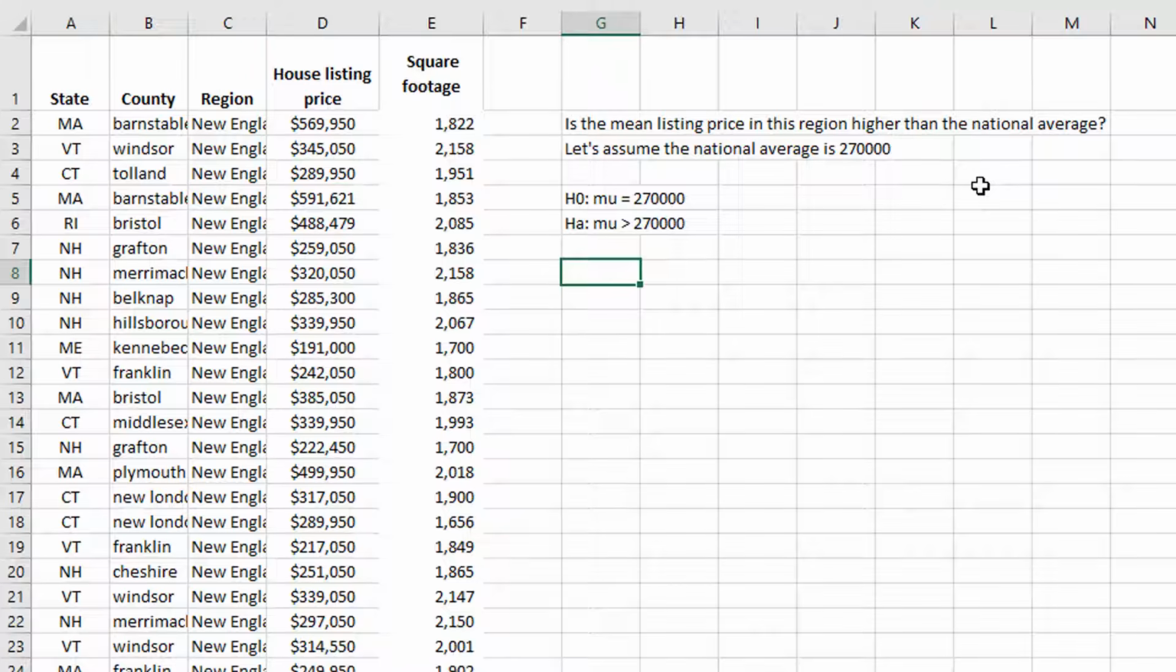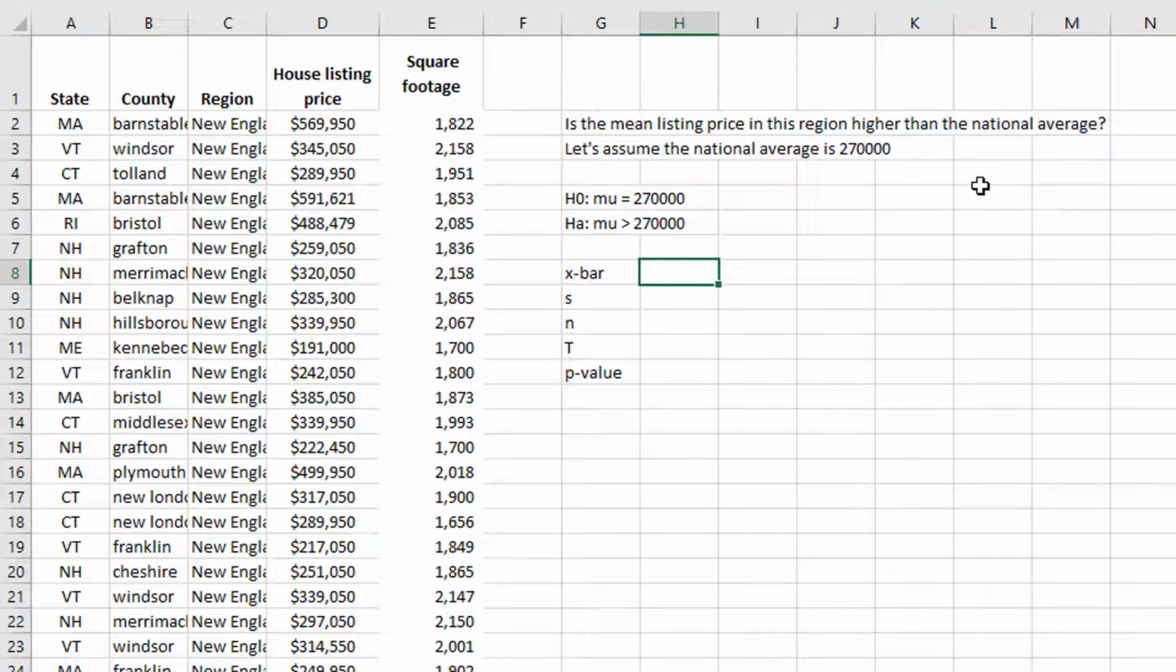I'm going to get everything that I need. I'm going to get the sample mean, x bar. I'm going to get the sample standard deviation. I'm going to get the sample size. I'm going to calculate the t-statistic, and I'm going to calculate the p-value. So that's everything. Let's go through the formulas you'll need to do each of these one by one.